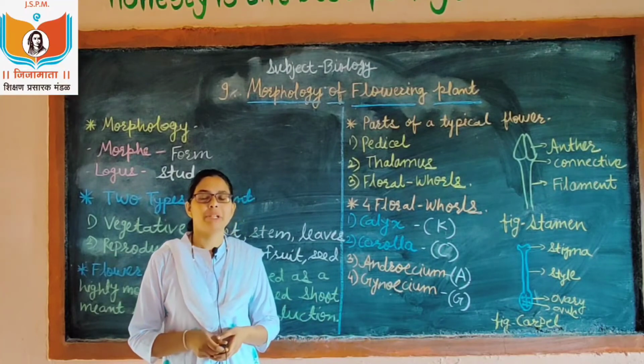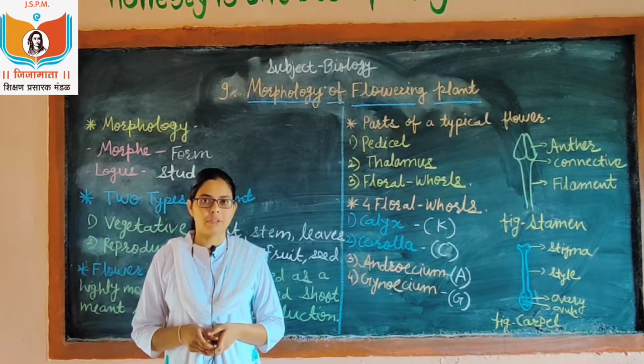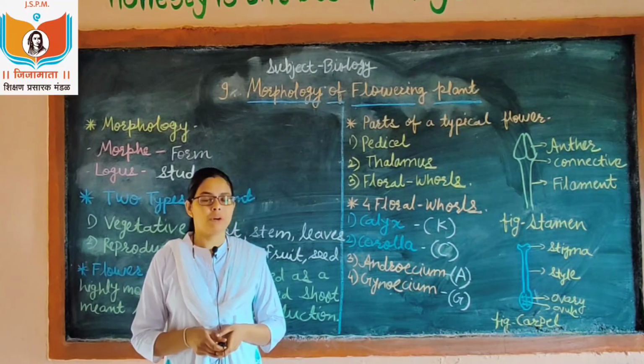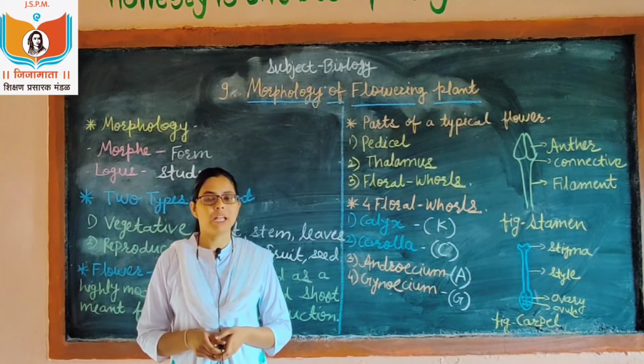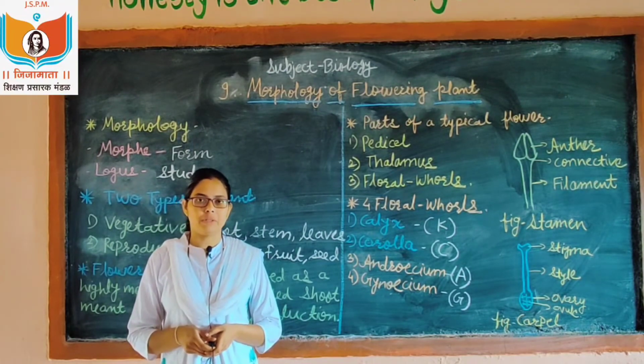In a flower, if androecium and gynoecium are both present, that flower is called a perfect flower. If only one floral whorl is present, it may be androecium or gynoecium, that flower is called an imperfect flower.